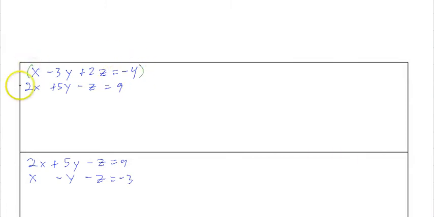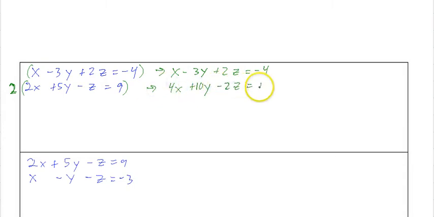So this one is good, but this one needs a 2. That would give us our least common multiple, which is 2, with one positive and one negative. So x minus 3y plus 2z equals negative 4, and that would now be 4x plus 10y minus 2z equals 18.